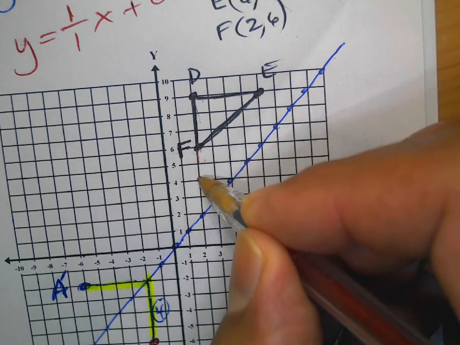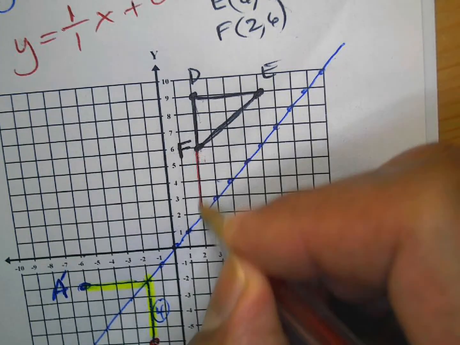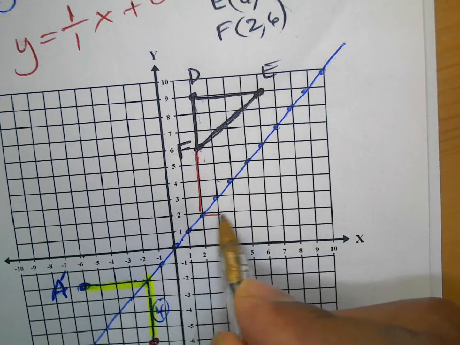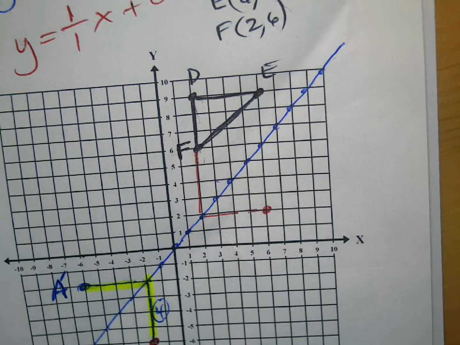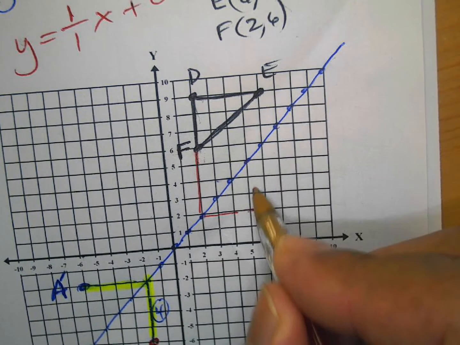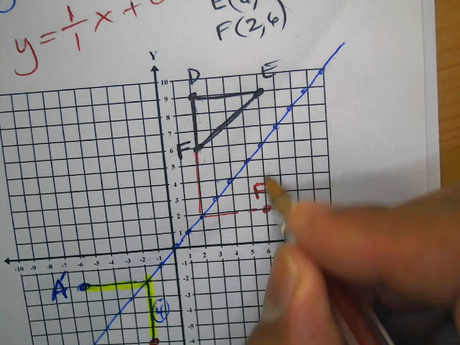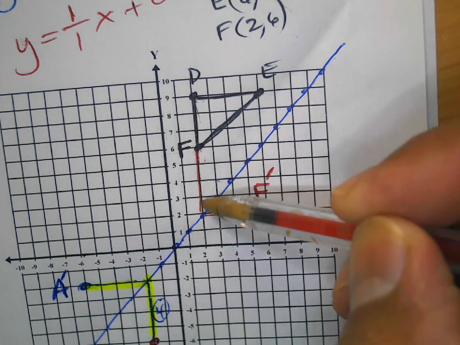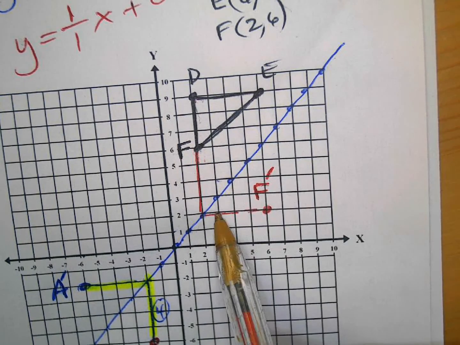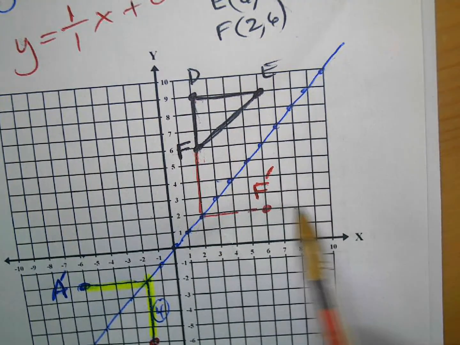I'm gonna count down 1, 2, 3, 4, and I'm gonna go 4 this way, and then I'm gonna go 4 the other way. 1, 2, 3, 4. This will be F prime. This will be what? 1, 2, 3, 4, 5, 6, 7.